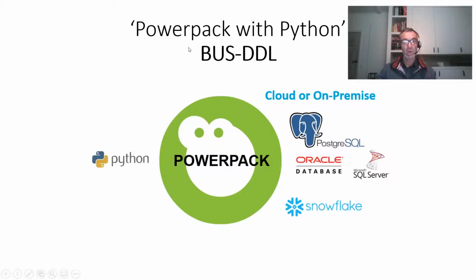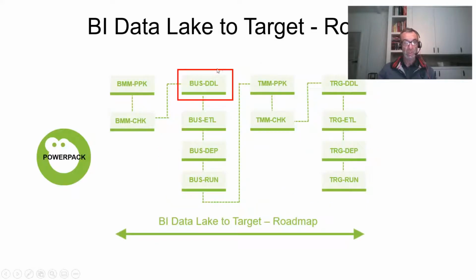In this video, I'm gonna explain Bus-Ddl. That means generating the DDL, so the tables, into Python scripts for the business area. In the BI data lake, the target roadmap, we are now in this step. So we first created the metadata, we checked the metadata, and now we're gonna generate the DDL. So later we can deploy them and implement them into the target data warehouse.